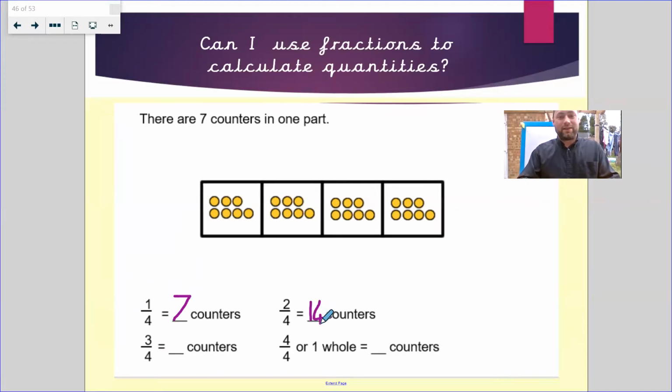And then we look at 3. How many have we got now in 3? 1, 2, 3. 7 plus 7 plus 7, or 3 times 7, which gives us 21. And then we know that if we add all of our counters up together and we times 7 by 4, because we've got 4 parts, we get 28. So well done if you got all of that correct.